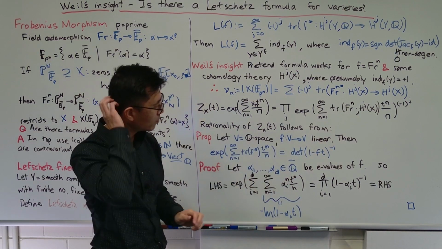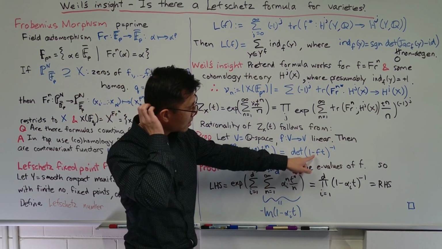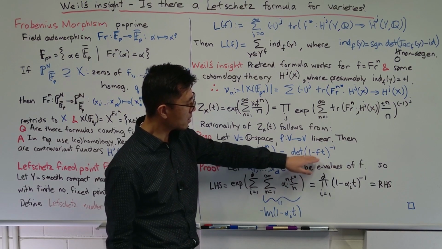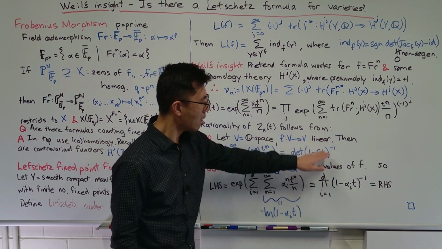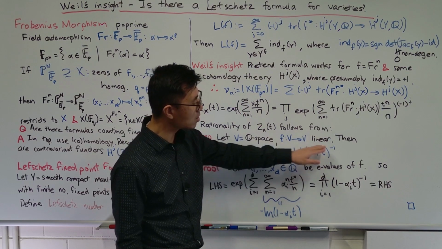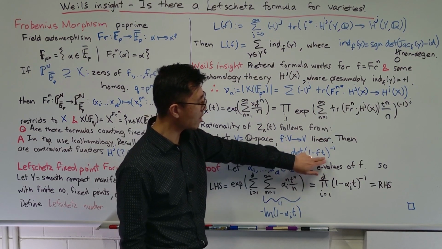Okay, so if you look at what this is, essentially this is clearly a rational function. In fact, it's the inverse of a polynomial. Okay, so what's 1 minus ft?